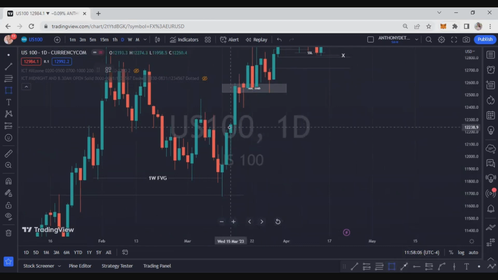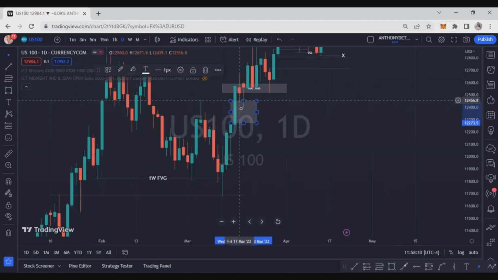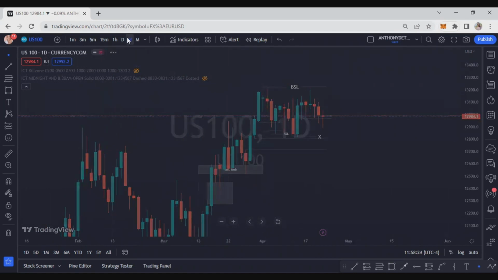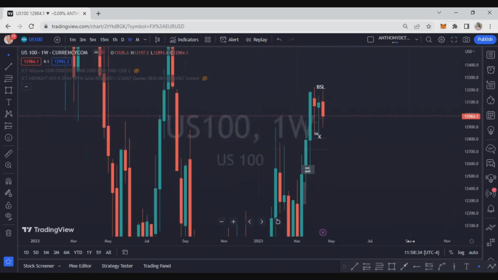Price was too fast. The draw on liquidity was very strong, so price didn't have the chance to come down very well. Price traded into this FVG and continued going up, created an imbalance here, came back, filled the imbalance, and continued going up here. I think price traded into the 1-week order block. That is it. Price traded into the 1-week order block here.